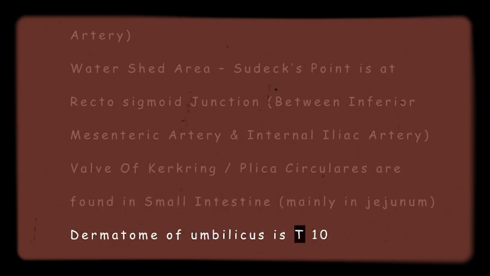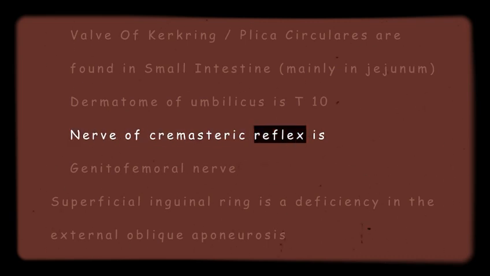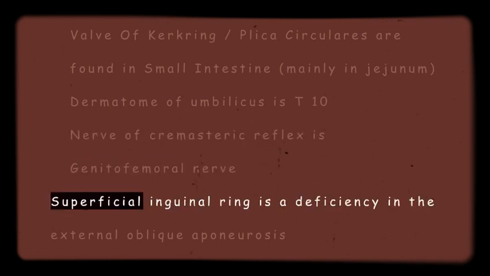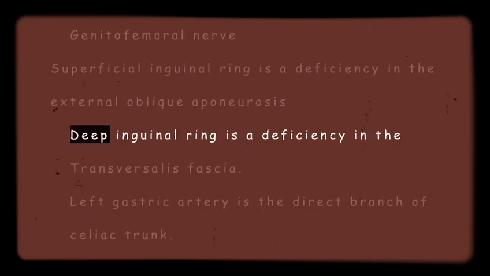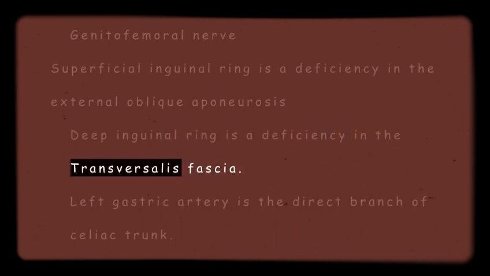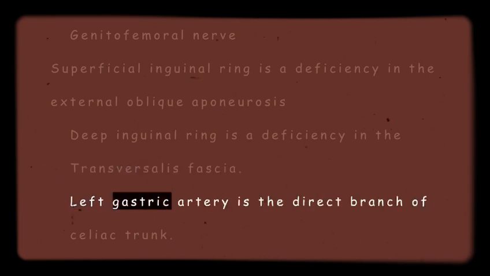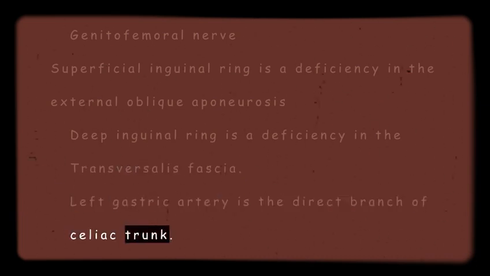Dermatome of umbilicus is T10. Nerve of cremasteric reflex is the genitofemoral nerve. Superficial inguinal ring is a deficiency in the external oblique aponeurosis. Deep inguinal ring is a deficiency in the transversalis fascia. Left gastric artery is a direct branch of the celiac trunk.